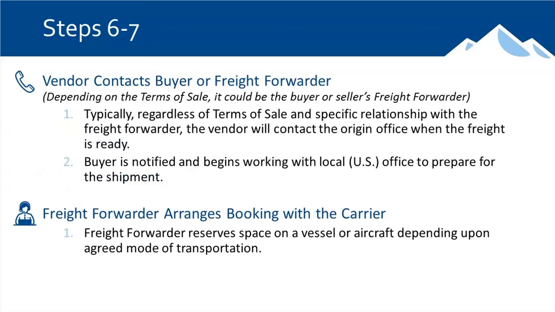From there, the vendor contacts the buyer or freight forwarder. And typically what we see is once that shipment is done, a notification will go to both. Depending on the terms of sale, it could be the vendor's freight forwarder that is contacted, or it could be the buyer's freight forwarder that's contacted at the origin location. Typically it doesn't matter. Somebody at the origin location will be notified, and that communication will go downstream to the buyer.